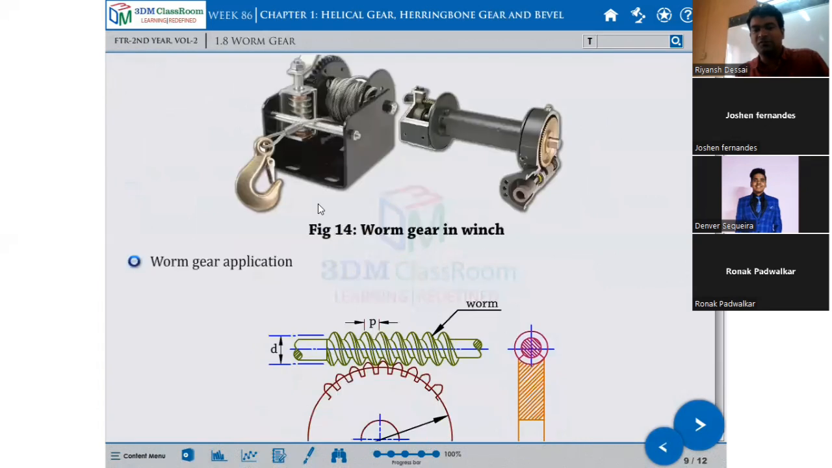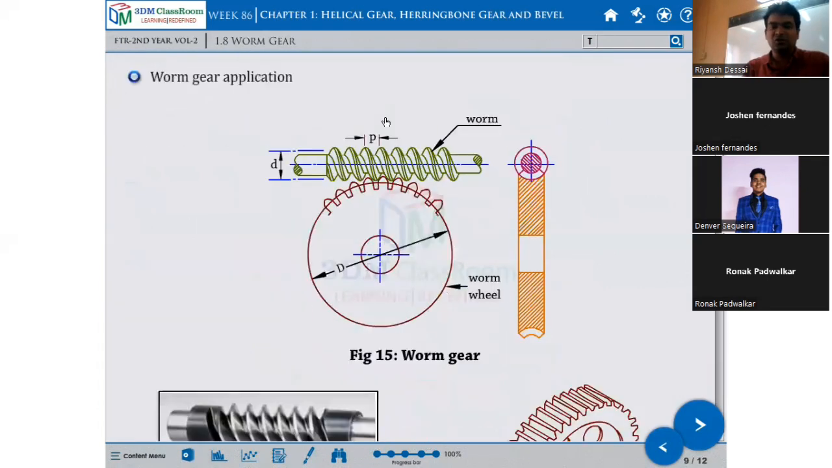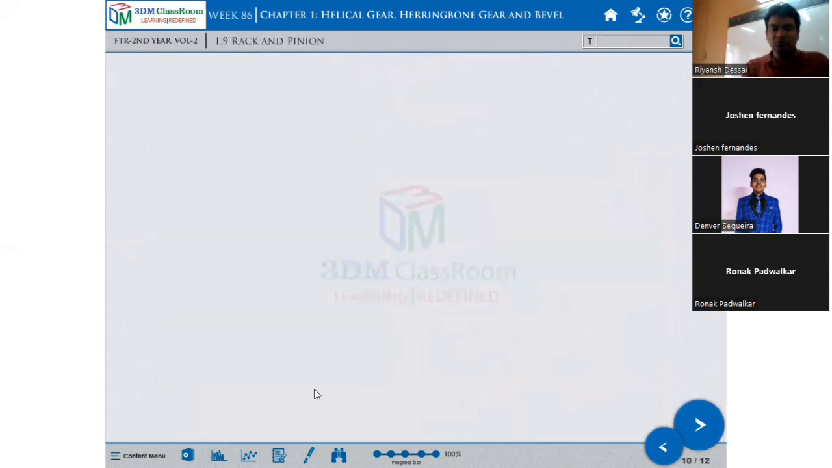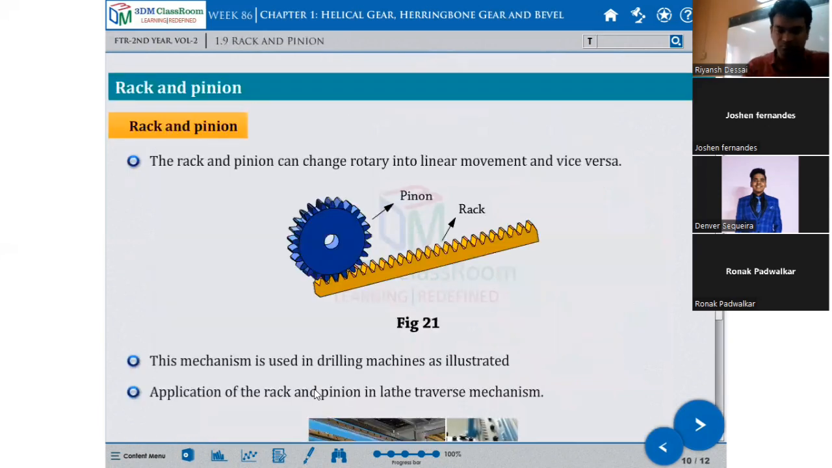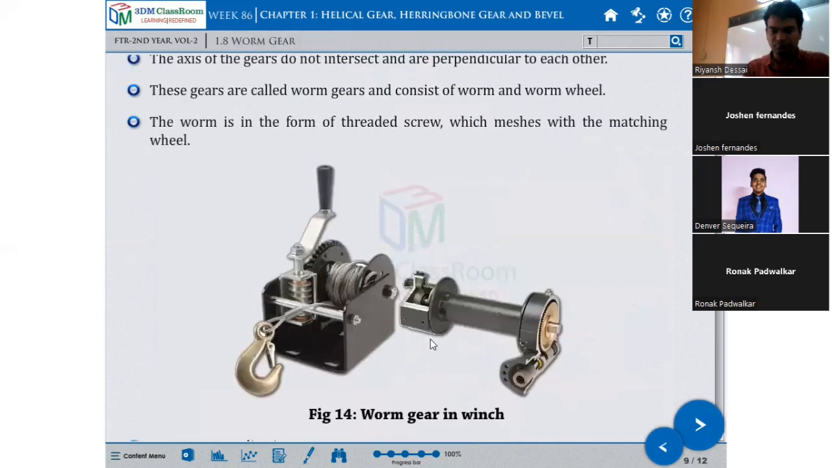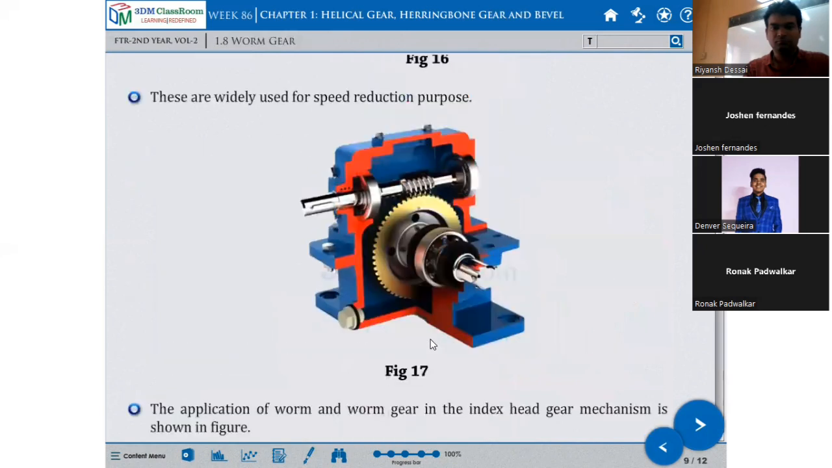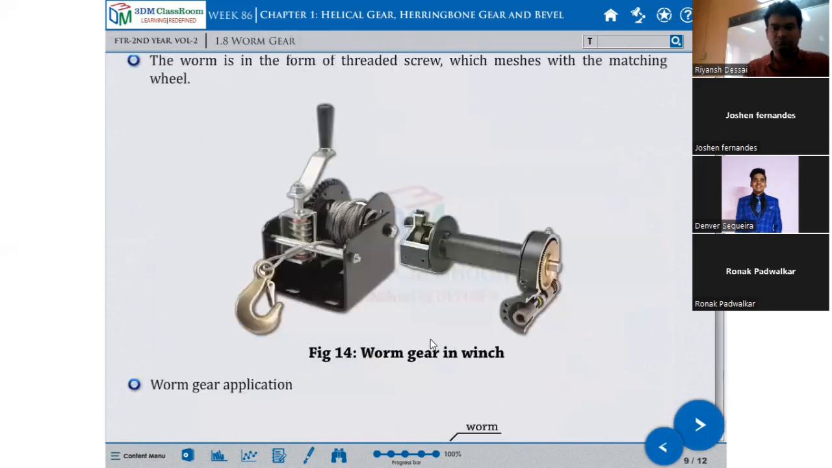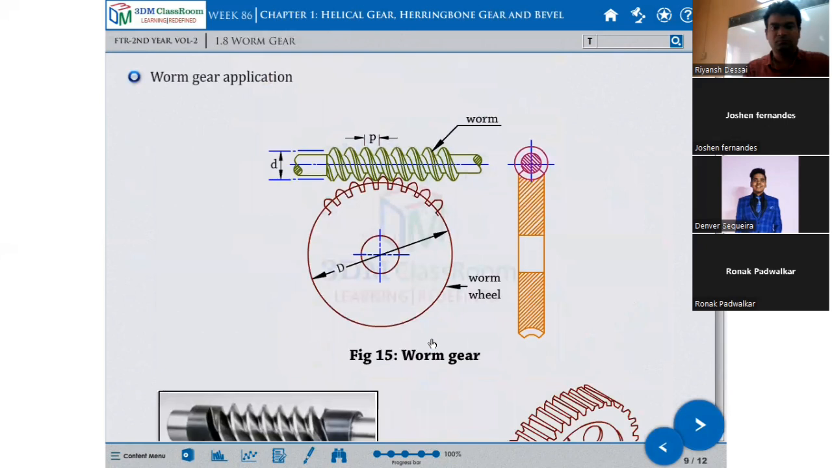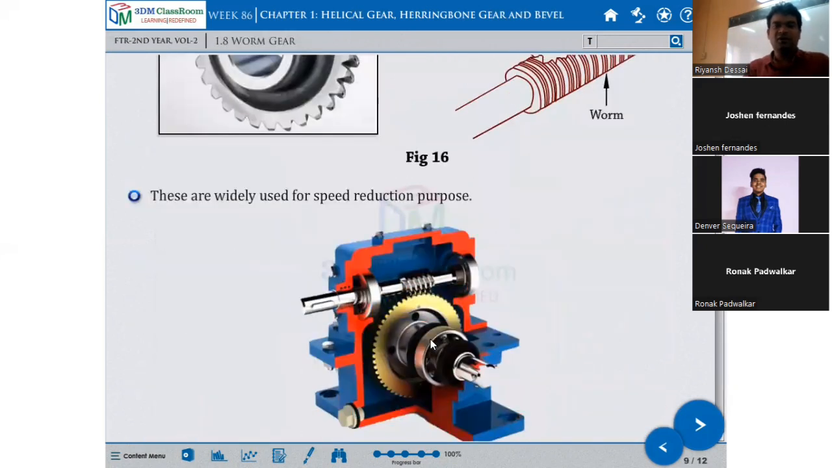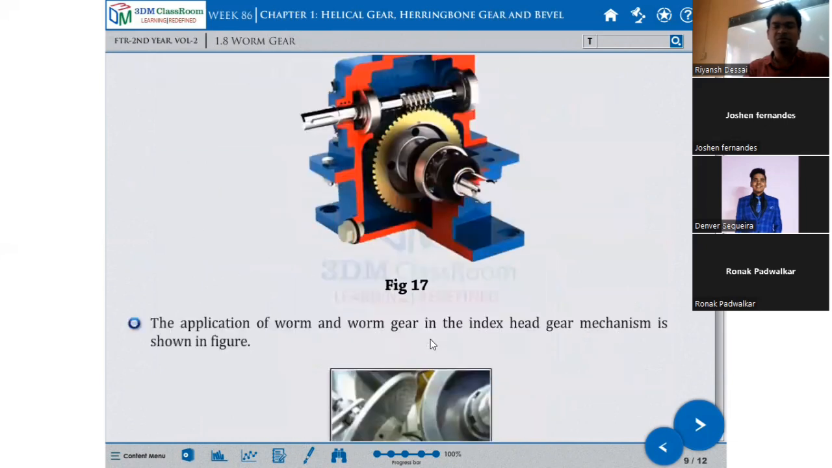Worm gear applications: where are these worm gears used mostly? So this is the worm shaft and the worm wheel. It will look like this actually. When this is rotated, the wheel will turn one tooth. These are widely used for speed reduction purposes.